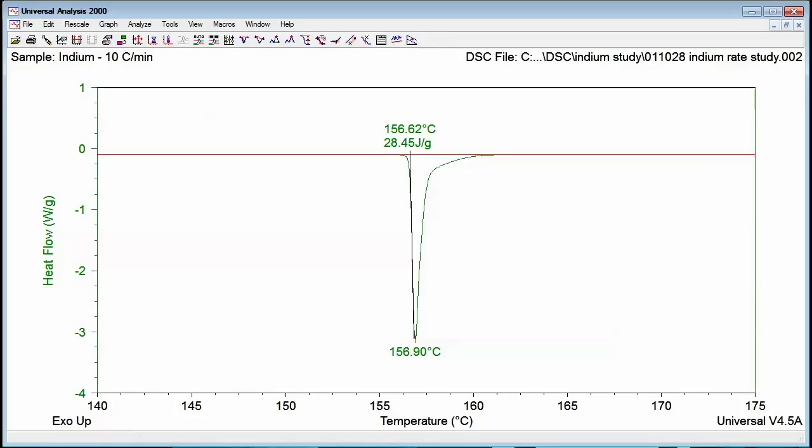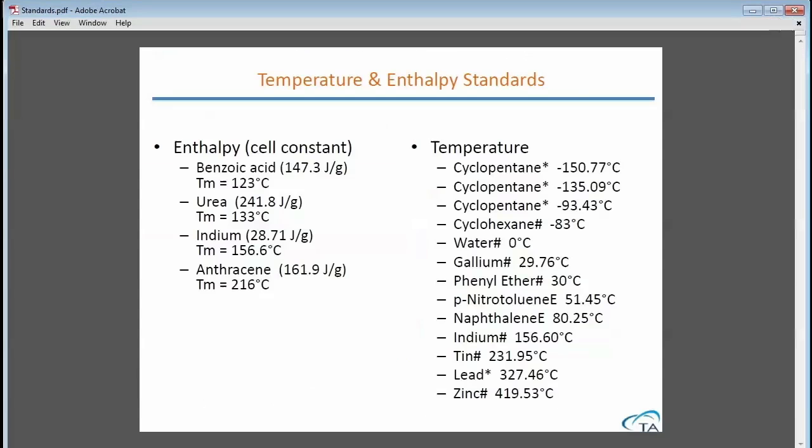Compare the measured onset temperature to the theoretical value of 156.6 degrees Celsius. Again, your need to recalibrate will depend on your lab's standard procedure, but in general, a Q2000 DSC can maintain accuracy to within about plus or minus 0.1 degrees C. If necessary, you can use other melting standards to verify temperature and enthalpy accuracy across a wide range of temperatures.